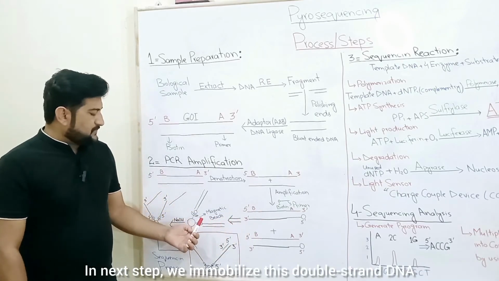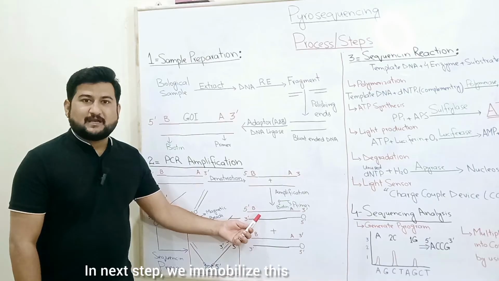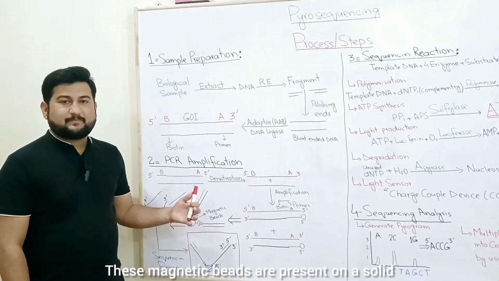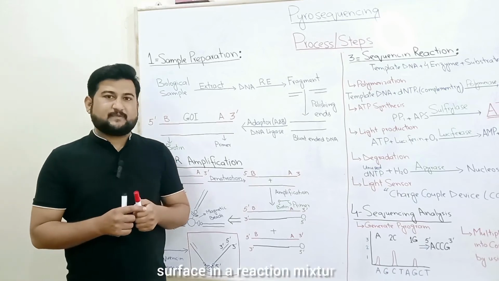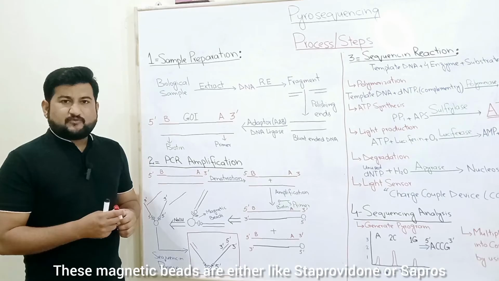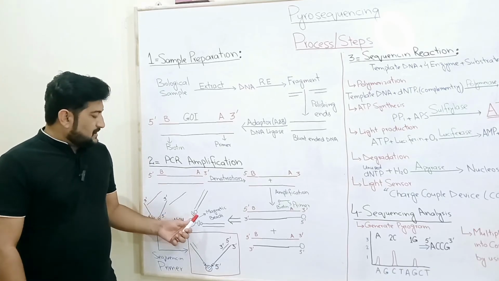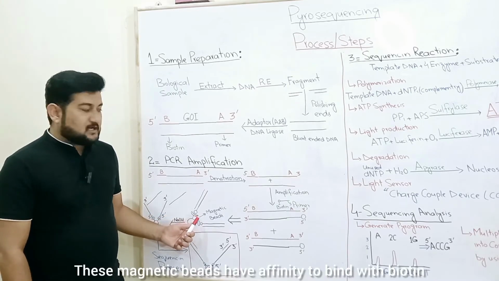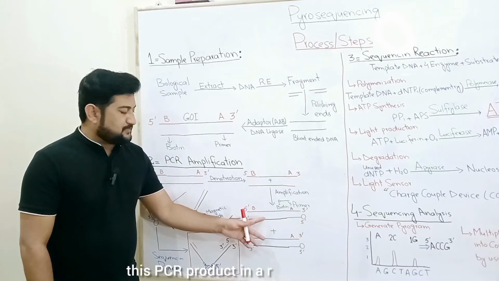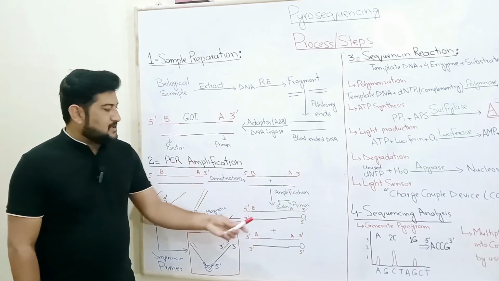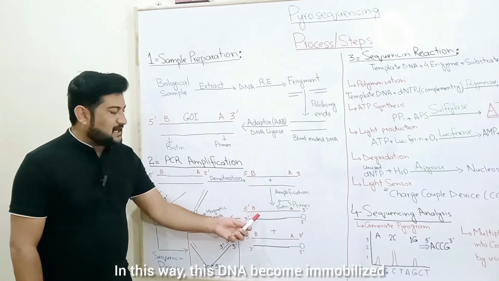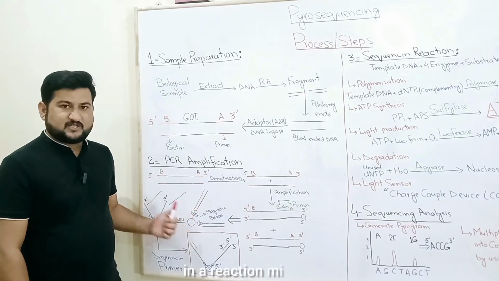In the next step, we immobilize this double-stranded DNA, where we are using magnetic beads. These magnetic beads are present on a solid surface in a reaction mixture. These magnetic beads are either streptavidin or sepharose. These magnetic beads have affinity to bind with biotin. So when we add this PCR product in a reaction mixture, this biotin comes and attaches with the magnetic beads. In this way, this DNA becomes immobilized in a reaction mixture.